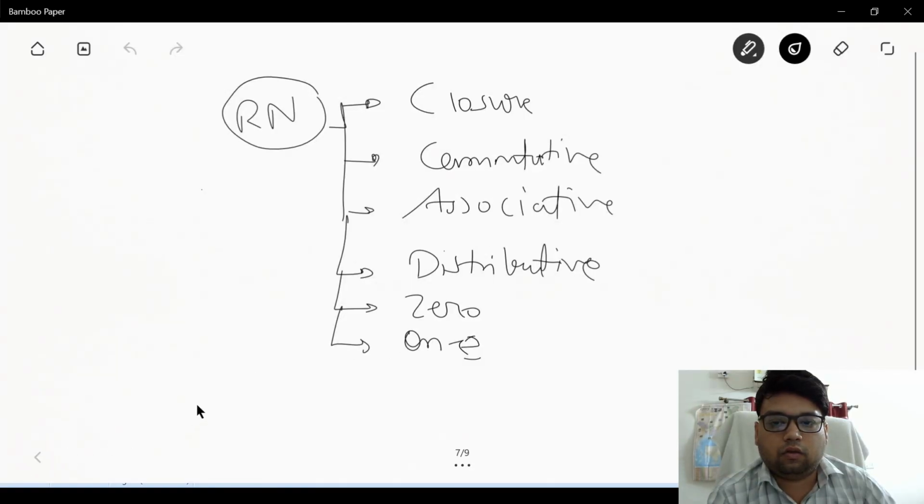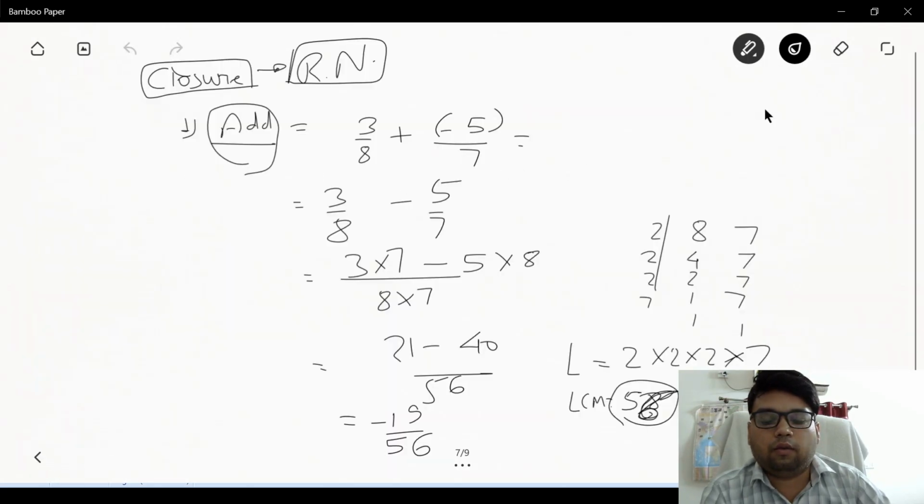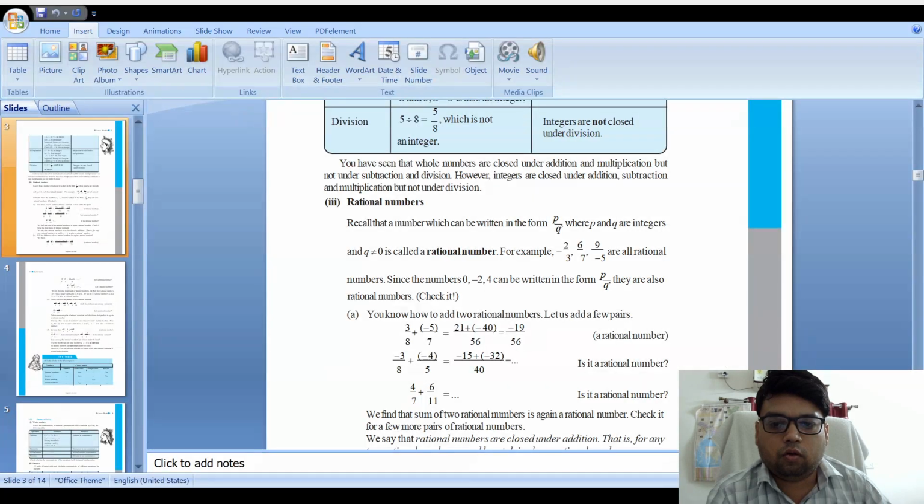Yes, here you can see that in the closure property of rational numbers, in the case of addition, two rational numbers are added. This example is given in your textbook, so don't worry. When we add these two terms, we have to take the LCM of the denominators, and after solving it we get the result of minus 19 upon 56, as you can see here in the notebook. The same example, and here also the result is minus 19 upon 56.